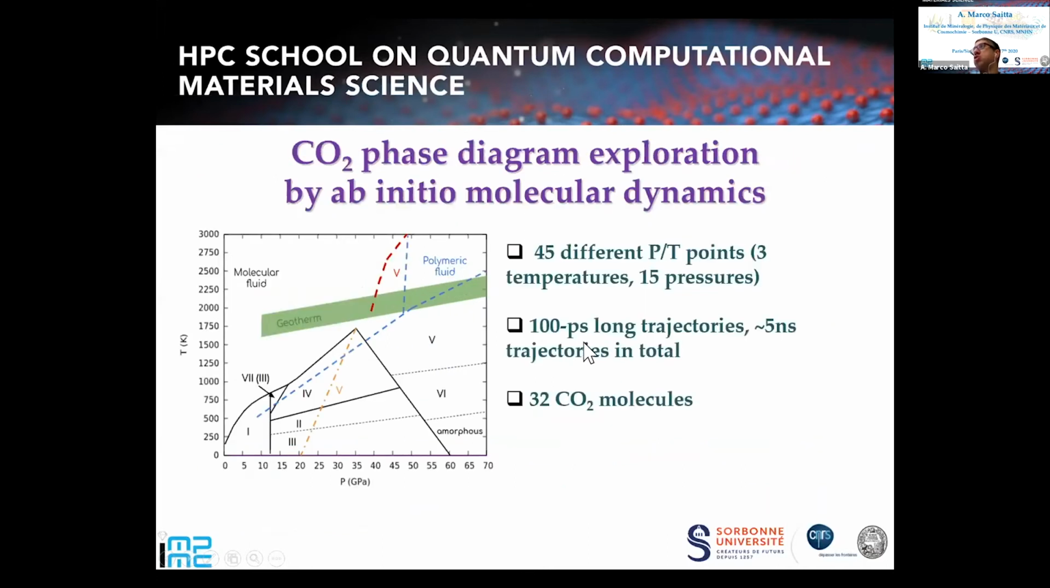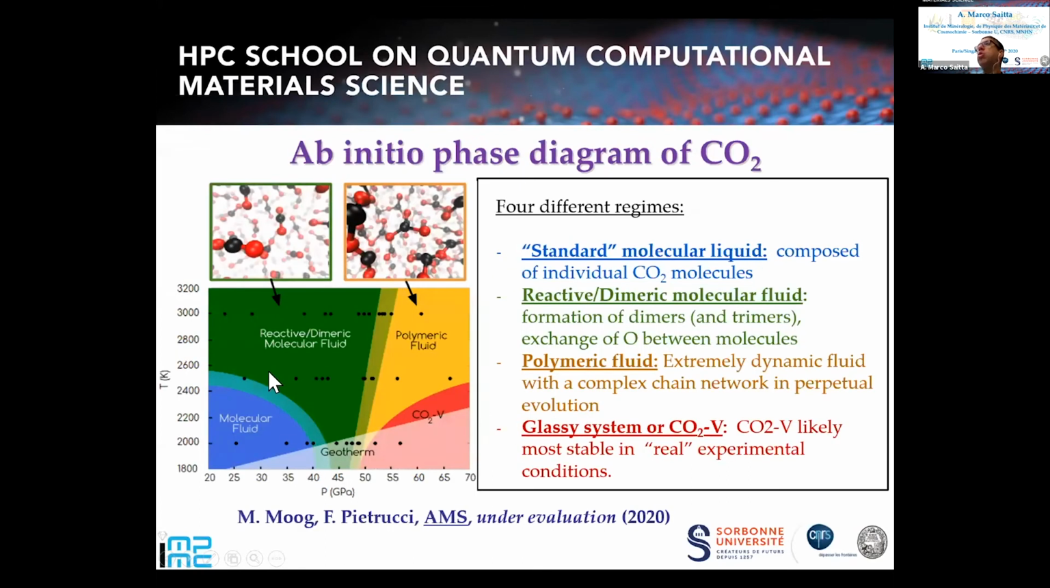To make the long story short, we did ab initio molecular dynamics calculations throughout this phase diagram, at 45 different points and 100 picoseconds per point. These are only the good trajectories, but well beyond 5 nanoseconds of ab initio trajectories all in all. And in the end, we were able to characterize this phase diagram: a molecular fluid, a reactive fluid, a polymeric fluid, and then a glassy part.